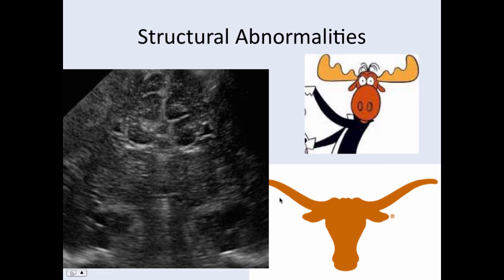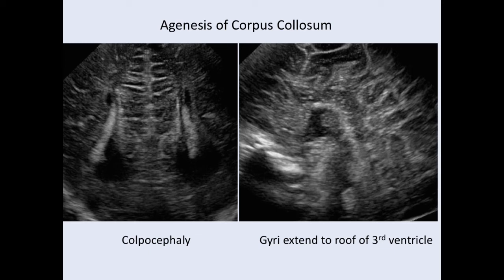This is what's been called the Bullwinkle sign or the Texas Longhorn sign, whichever you prefer. But this is a classic look on the coronal images for agenesis of the corpus callosum. Other abnormalities that we get with agenesis are that the lateral ventricles get this more parallel configuration than they normally would, and the posterior horns get kind of dilated.